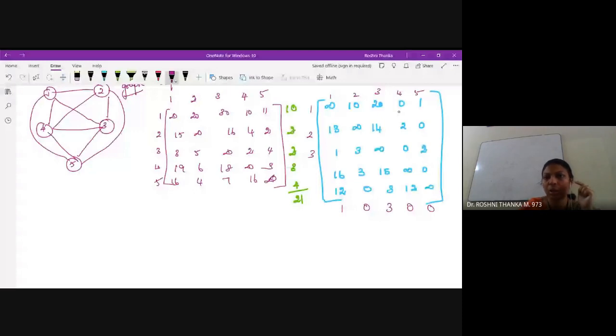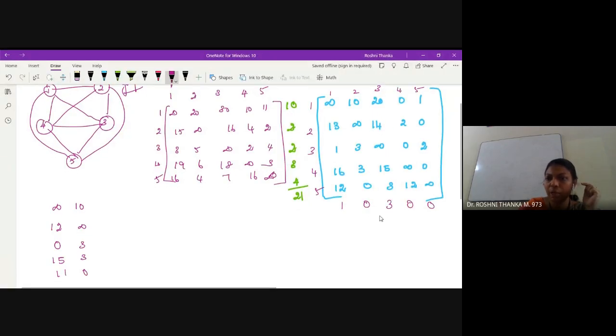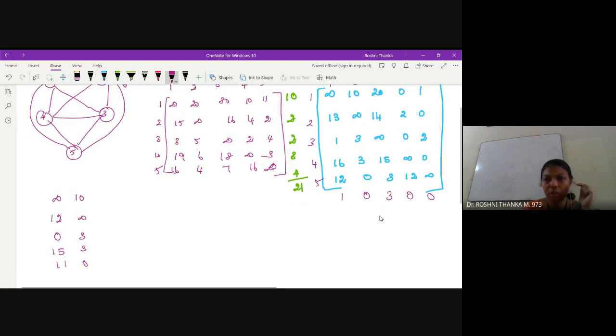And if you see the third column here, we don't have a zero value, which means the minimum value is 3, right? So we have to subtract 3 from the third column. So we will be getting 17, 11, infinity, 12, and 0.